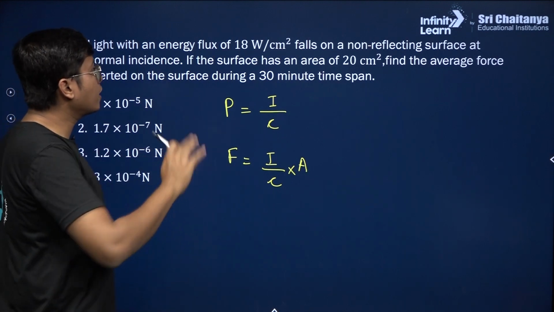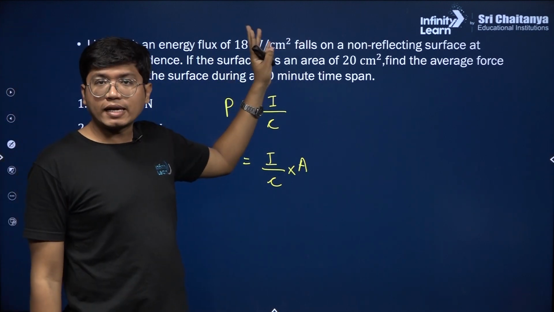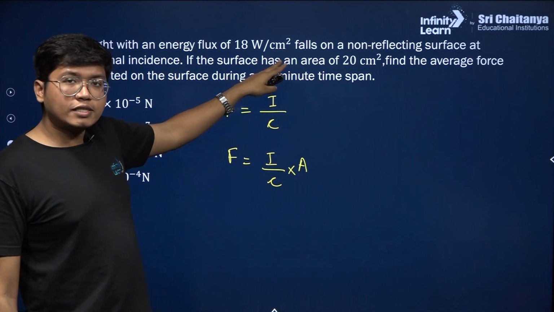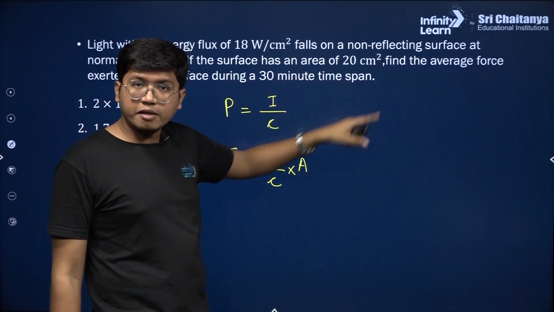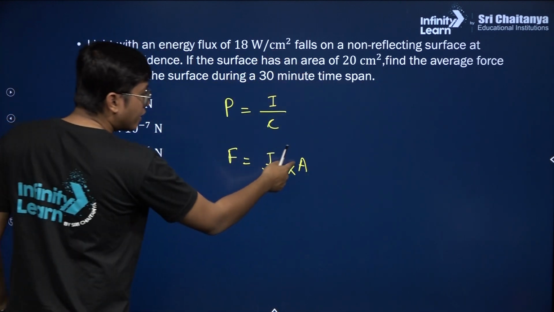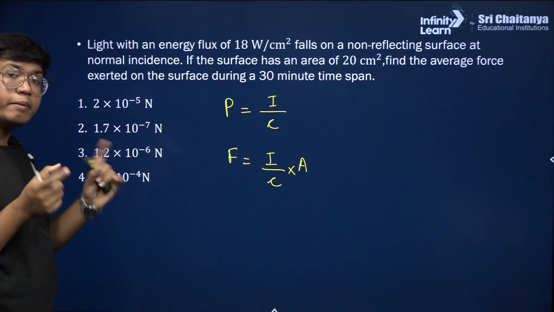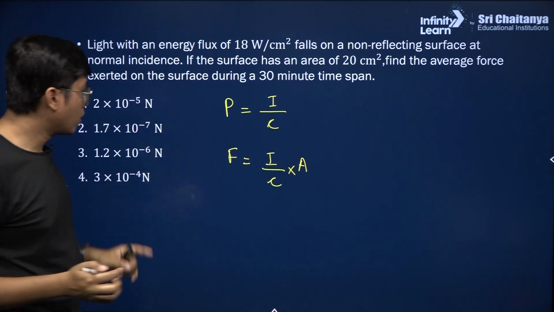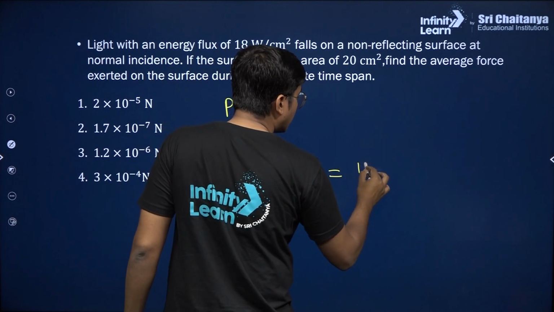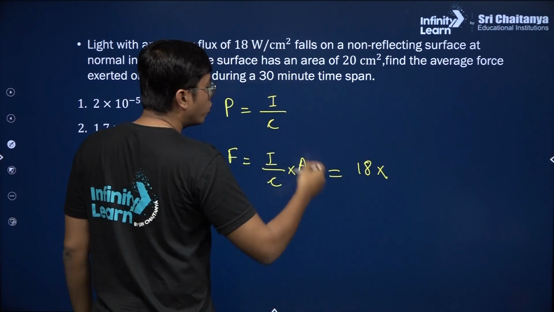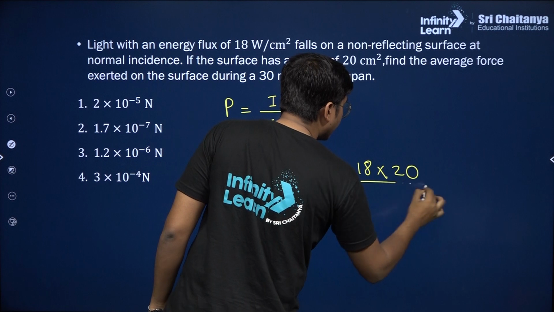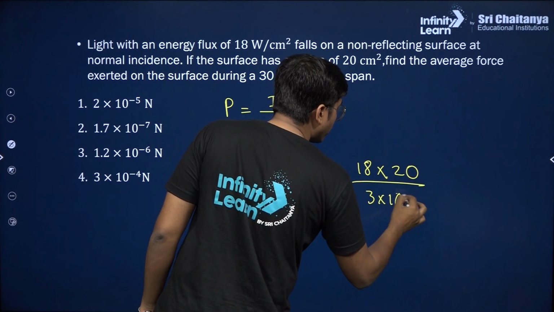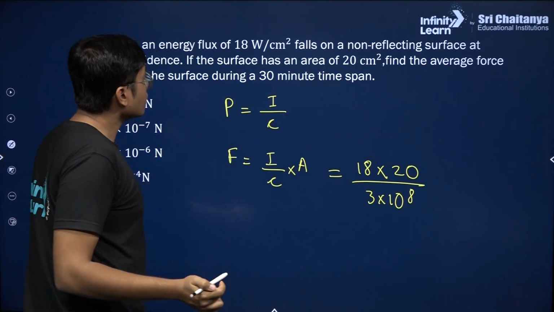Now see, over here I will not bother converting them to SI because intensity is also given in centimeter square, area is also given in centimeter square, and I can see that they're eventually going to cancel each other out. The centimeter squares are going to cancel each other out. So I'll have this as 18 into the area, that's 20, divided by 3 into 10 to the power 8. Okay.